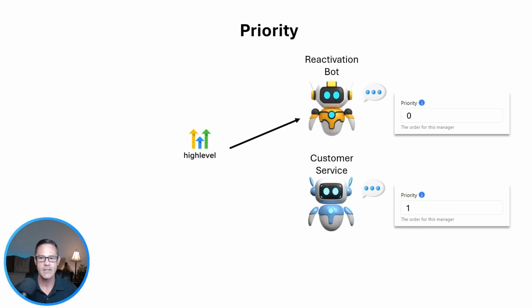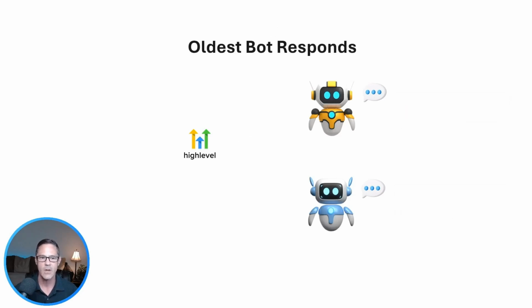The next one is the oldest bot response. So this is in the event there are no routing tags and priority is not set. However, you do have bots on the same location and same channel, this SMS. The oldest bot, the one that was created first, is the one that will respond. So in this example, the yellow bot will respond to this incoming message.